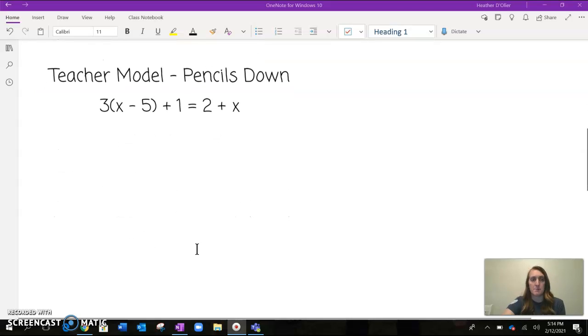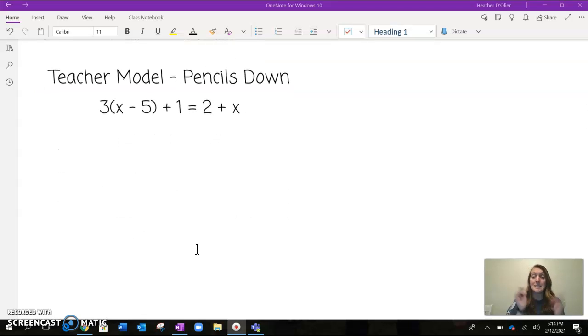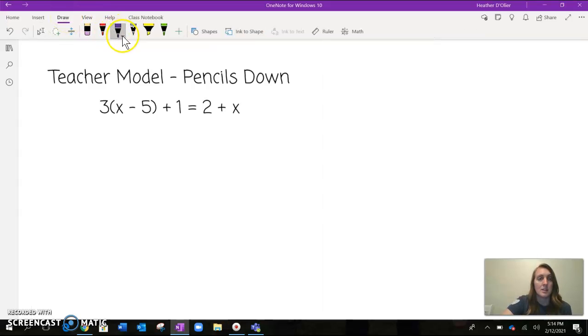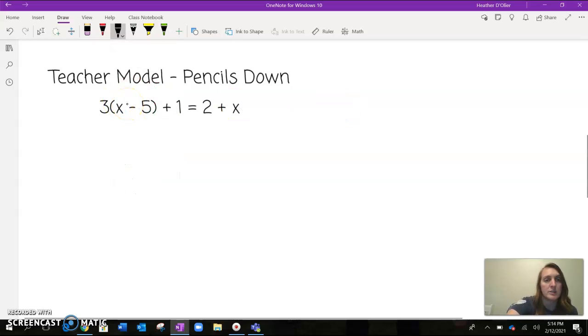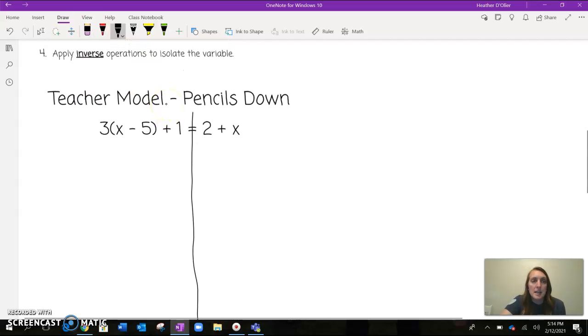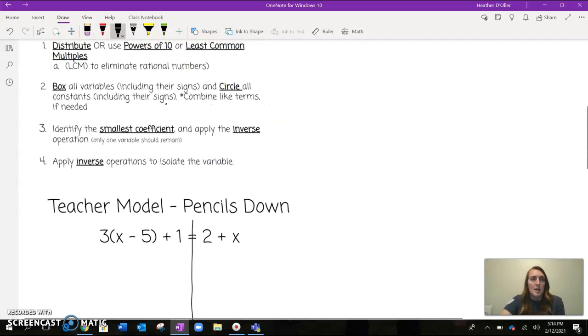So I'm going to start with this first one. I have 3 times x minus 5, plus 1, equals 2 plus x. Okay, so I like to put my line through the center, or through the equal sign, I should say. That way I'm separating all of it. I've got the side over here and the side over there. Then, going back to my steps, I need to distribute or use powers of 10 or least common multiples. Oh, I have distribution, so I'm going to do that first.